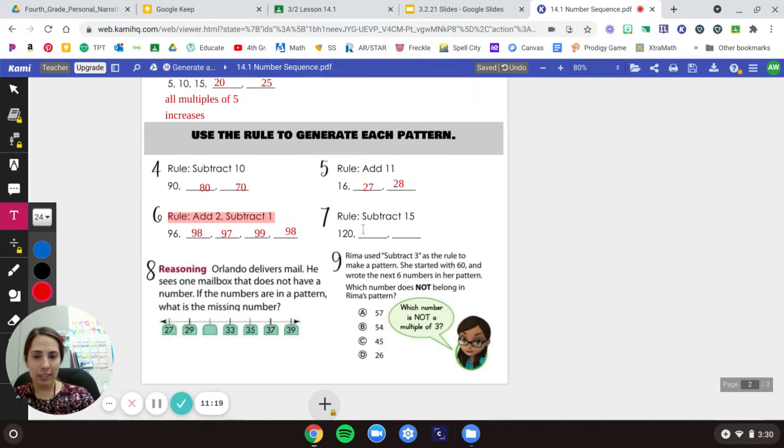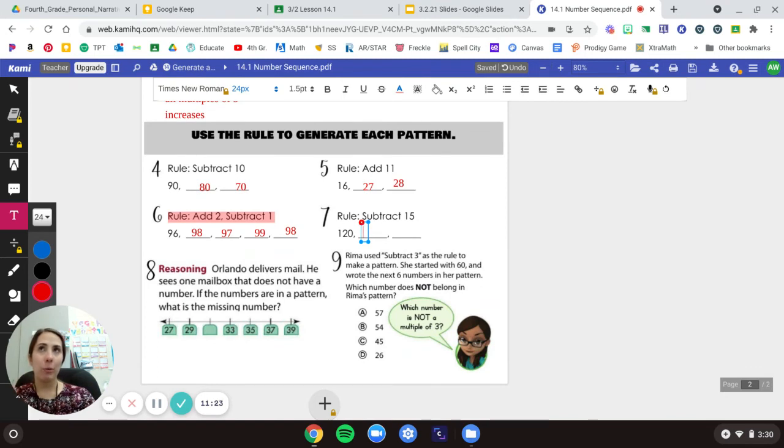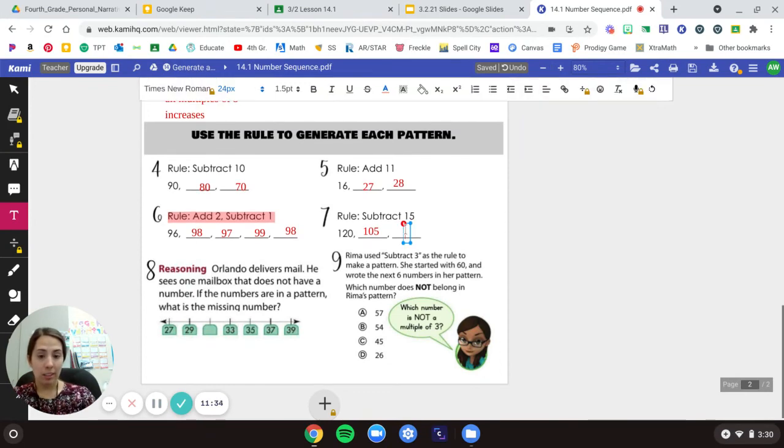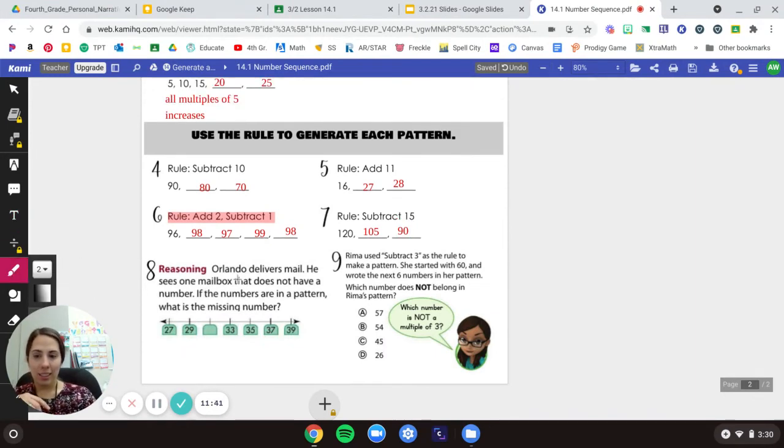Good. And for this one, subtracting 15. Well, 120 minus 10 would be 110, minus 5 more would be 105. I'm going to take 5 away to make it 100, and take 10 more, and it should be 90. Good. All right, down here, you kind of had to infer what the pattern was first. You had to figure out what the rule was, because it has a pattern. How are you going to figure out what the missing number is? Well, the rule is to add 2, right? 27 to 29, and that continues after. If we look, 33 plus 2 plus 2 plus 2. So our missing number here has to be 31.